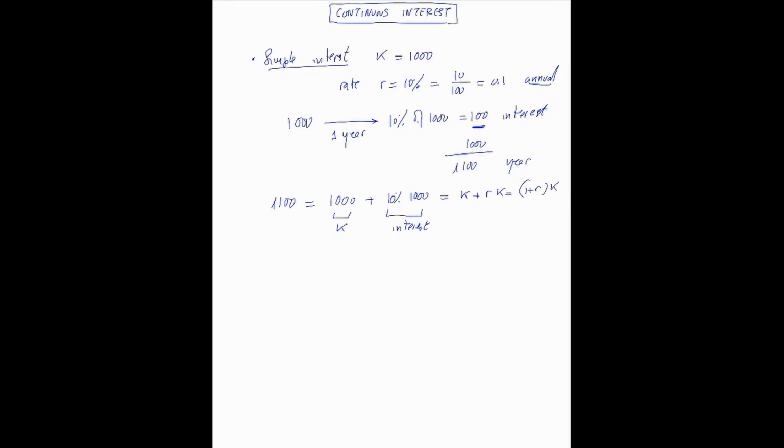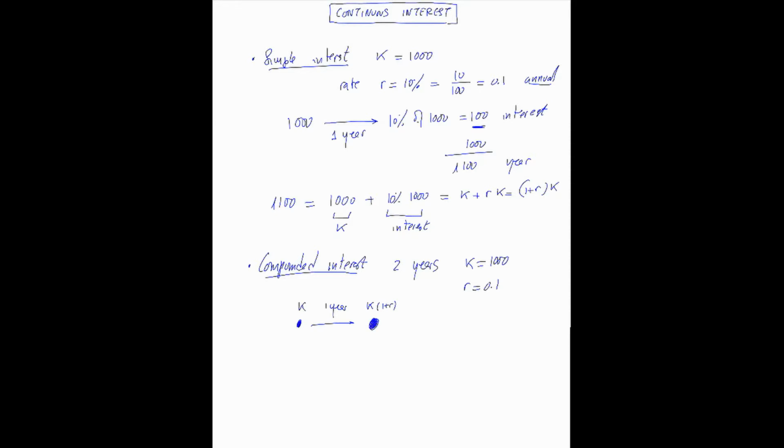What is compounded interest? This is when you invest, for example, for 2 years an amount of 1,000 at a rate of 10%. So you have your amount here, you invest for 1 year, and you get K times (1 plus R). So this amount of money has grown.